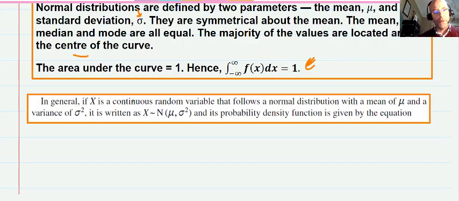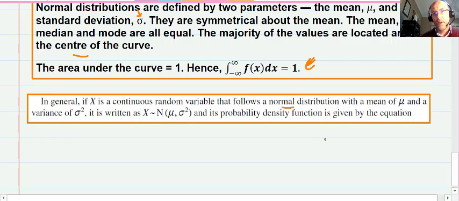To finish off our rough guide, and there will be more, so join me for the next one. In general, if x is a continuous random variable that follows a normal distribution, the mean is mu and the variance is the square of the standard deviation. It's written like this. There's some notation to get used to: N for normal, x referring to the random variable, mu the mean, and sigma squared the variance. That will be used in future videos and in some of the work we do.